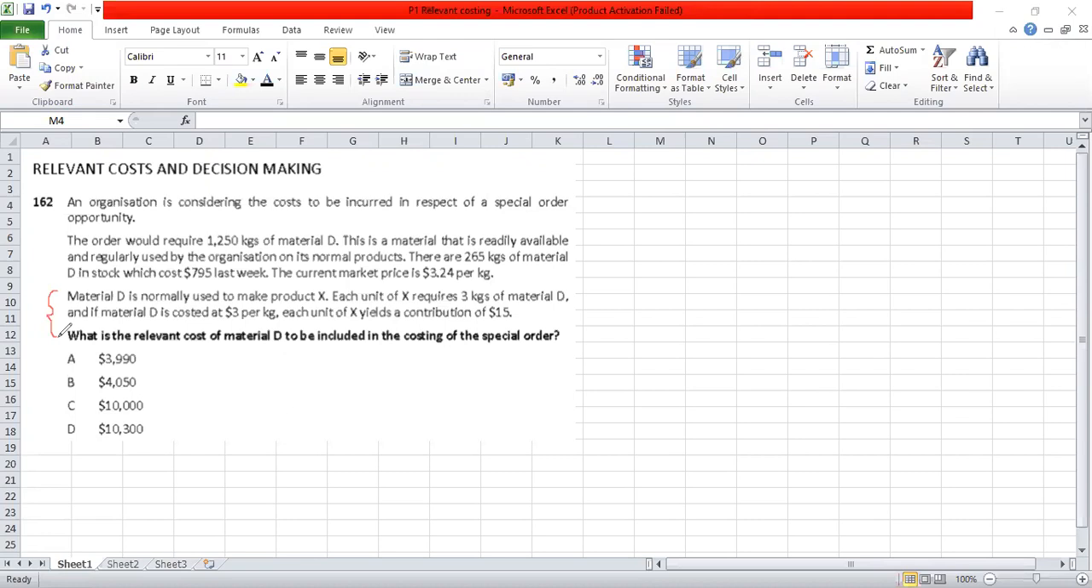Now they should consider what costs become relevant for decision making for the special order. So how much is the quantity which is to be considered? The order requires 1250.